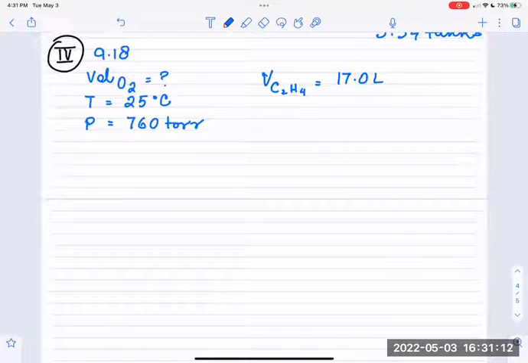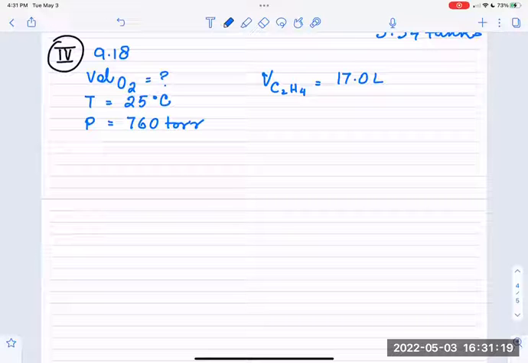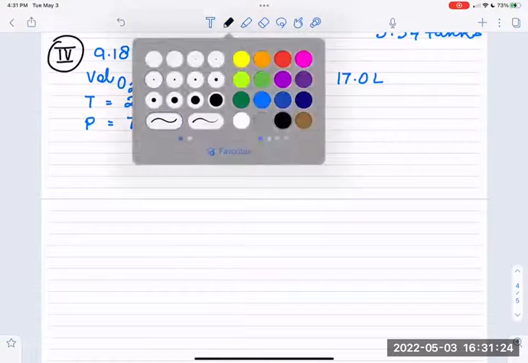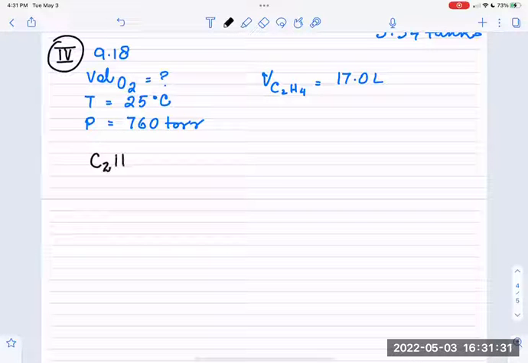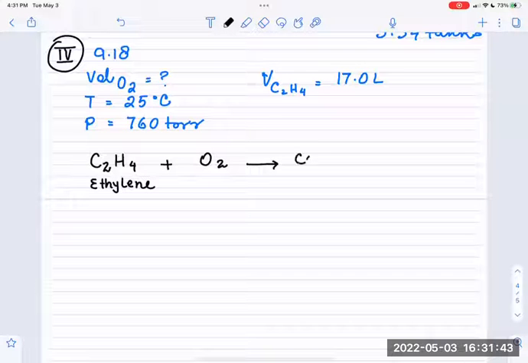Okay, so we are given this problem 9.18 where we need to find the volume of oxygen. We are given ethylene, which is 17.0 liters, and we are given the temperature and the pressure. So here we are not given something. This is a combustion reaction where we are not given the reaction. So let's write the reaction first. This is called ethylene. Ethylene reacting with oxygen gas gives you carbon dioxide gas and water vapor.